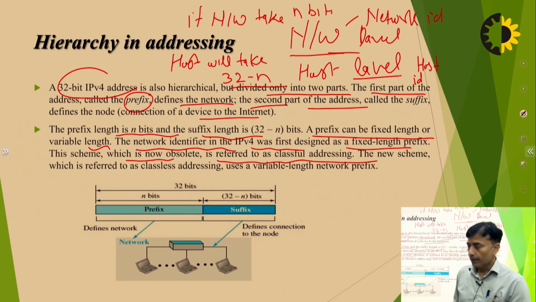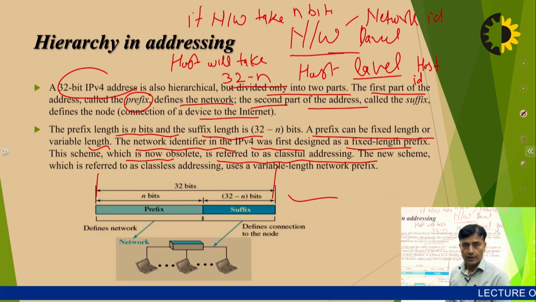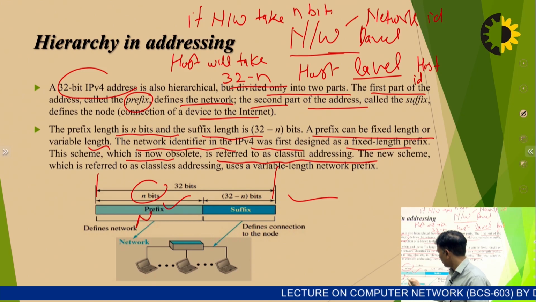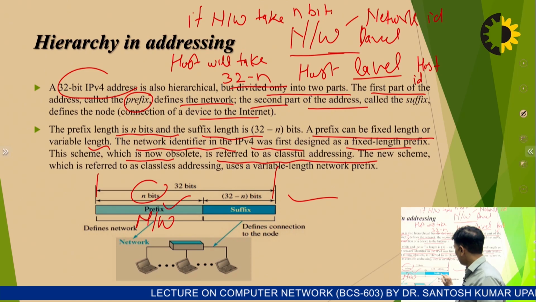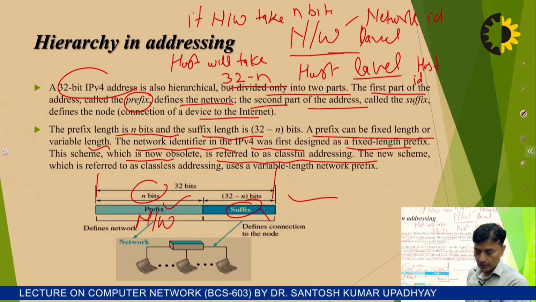The structure is like this: overall 32 bits are used for the logical addressing in IPv4. So there are 32 bits for the sender and 32 bits for the receiver address. The first n bits are the prefix, known as the network. The prefix indicates the network ID and the suffix indicates the host ID.